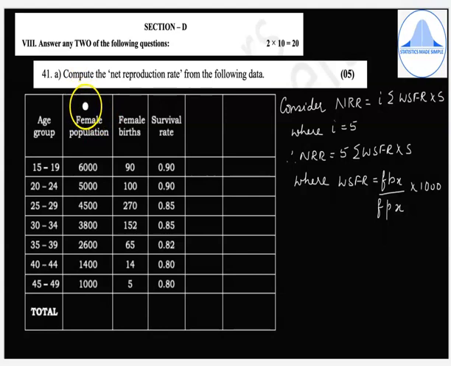So in the table, the female population, you can mark it as FPX. Female births, you can mark it as FBX. The survival rate, you can mark it as S. Now the next column in the table you can form is WSFR. And how do you calculate it? It is 90 divided by 6000 into 1000. So you get 15. The next one is 20. Then 60, 40, 25, 10, and 5.